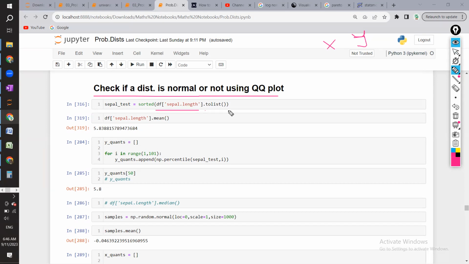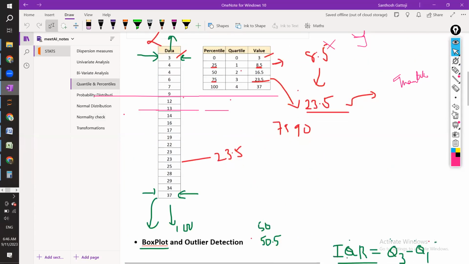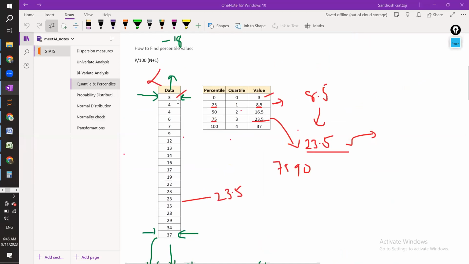I'm converting it into a list and sorting it. Why? If you remember, if you want to find out the quantiles, the data should be in sorted order. You remember that? Here if you see, this is the data, and this is in sorted order. It should be in sorted order, only then we can proceed to the quantiles.